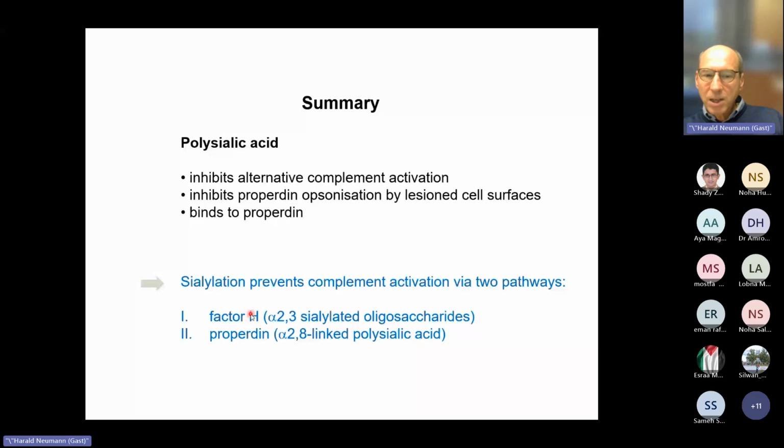Factor H has been shown three or four years ago to specifically bind to alpha 2,3 linked sialylated oligosaccharides. Now we have binding of polysialic acid to properdin, and there we have a different linkage. The sialic acid molecules are linked in a certain conformation, and this is different for polysialic acid compared to most of the other sialylated glycocalyx molecules. Polysialic acid is 2,8 linked, and therefore we think that there might be specificity to interaction with properdin.